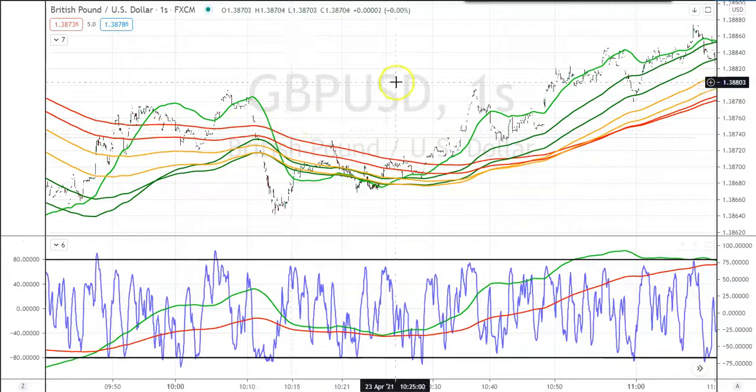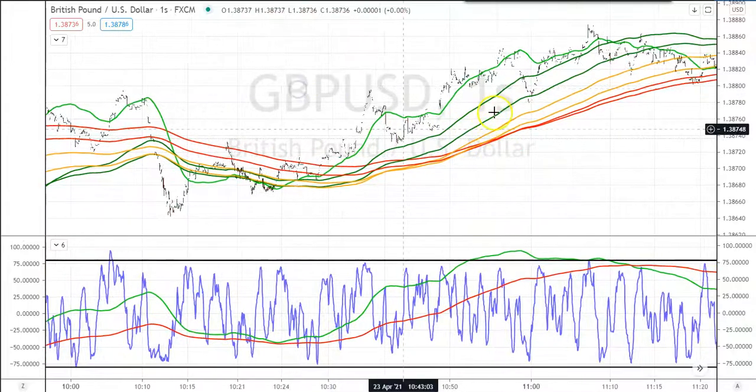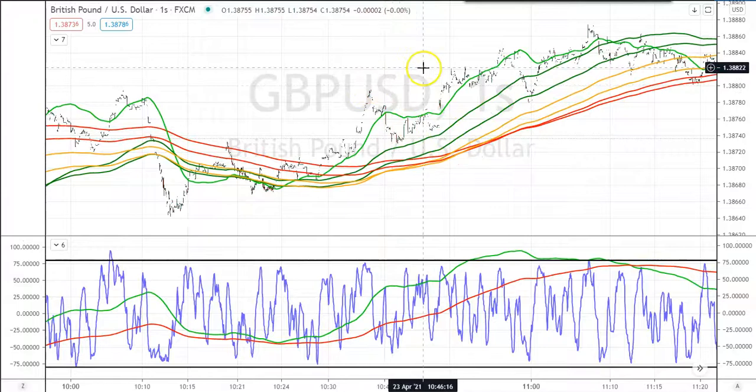Hi, it's Darren. I'm just going to show you my Nadex trading system. This is what I use. I use it for Forex, I use it for stocks, and I use it on Nadex.